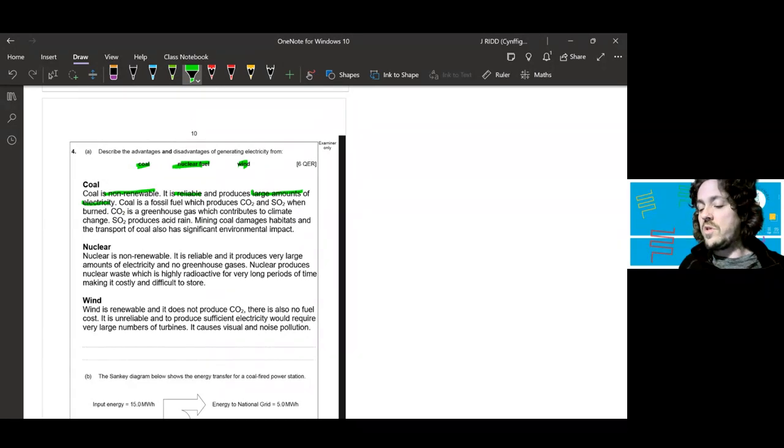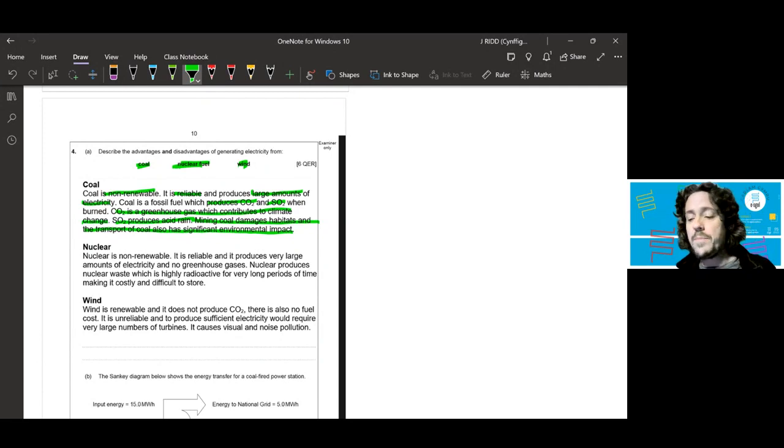It's a fossil fuel that produces CO2, which contributes towards global warming, as it's a greenhouse gas, and sulfur dioxide. Now, sulfur dioxide is problematic, especially when burning coal, because it can cause acid rain. Although great measures have been taken over recent years to reduce the amount of sulfur dioxide released into the atmosphere and therefore reduce the acidity in the rain. CO2 is a greenhouse gas, we mentioned that, contributes to climate change. Another disadvantage, mining coal damages habitats, and transport of coal has significant environmental impact.